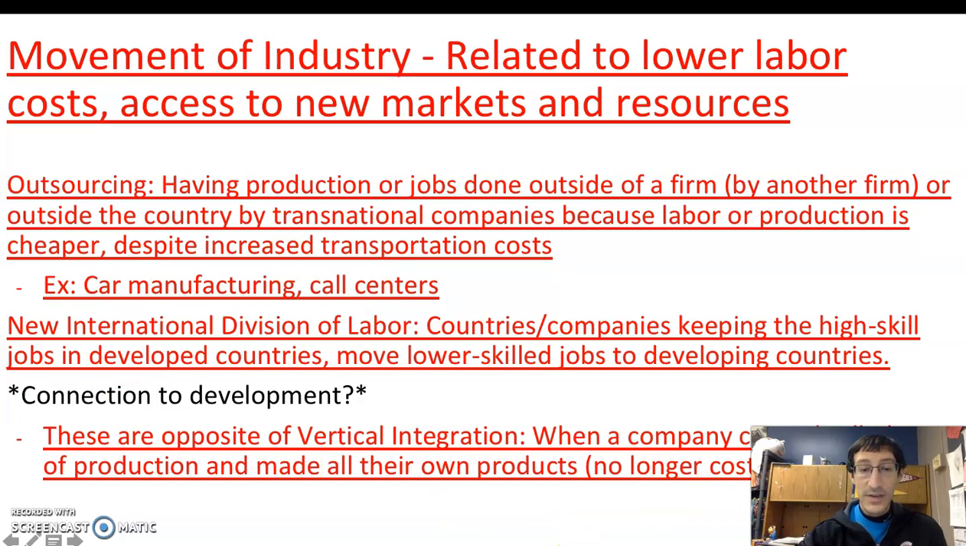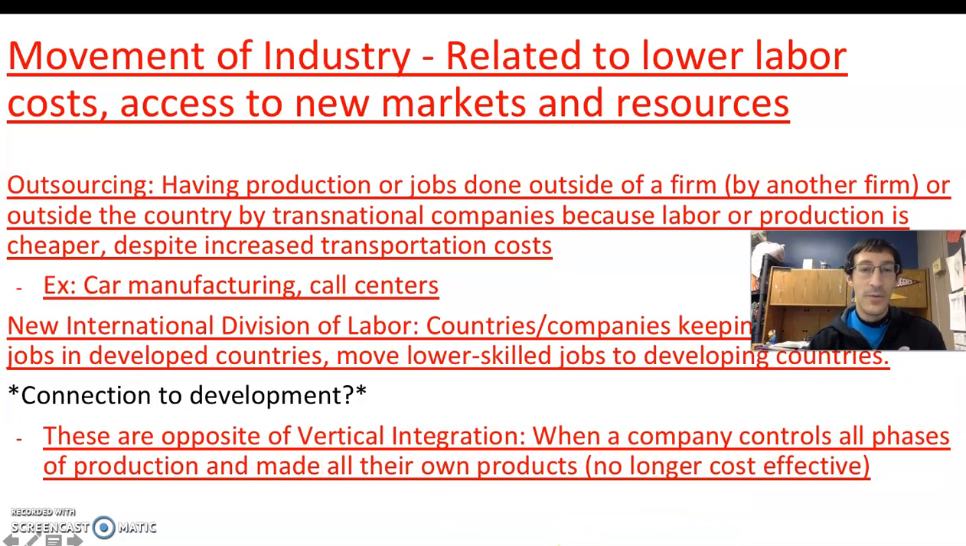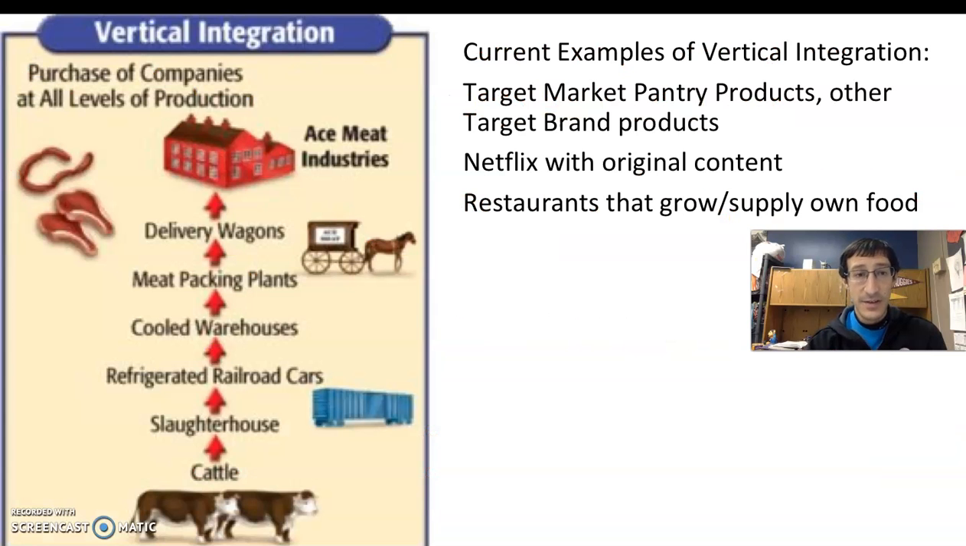Okay. These are also what we consider to be the opposite of what we call vertical integration, which was done very heavily in the late 1800s, early 1900s by a lot of American businesses to essentially keep everything in-house to limit competition, but also to limit the costs. So this is when a company would control all phases of production and make their own products, which is no longer really all that cost effective. So, here's the example here.